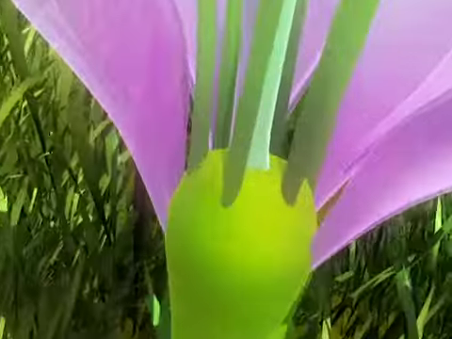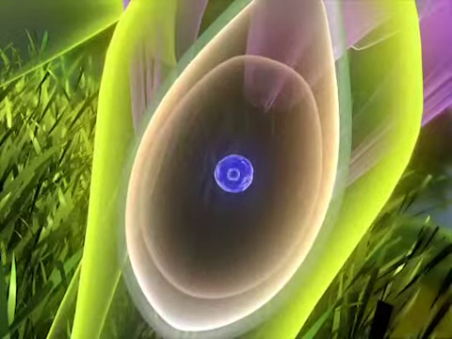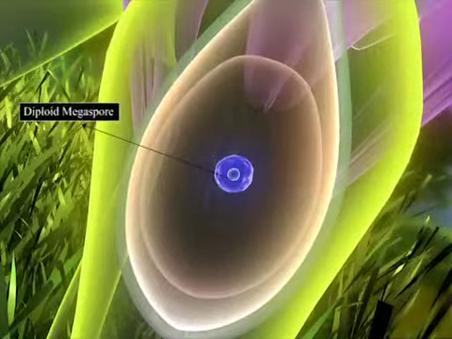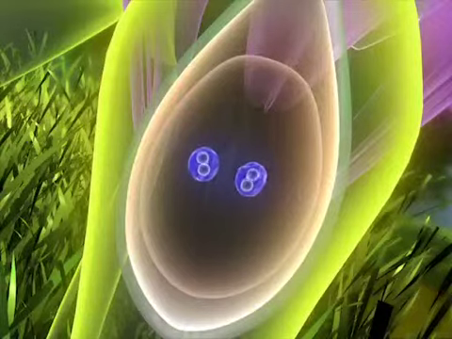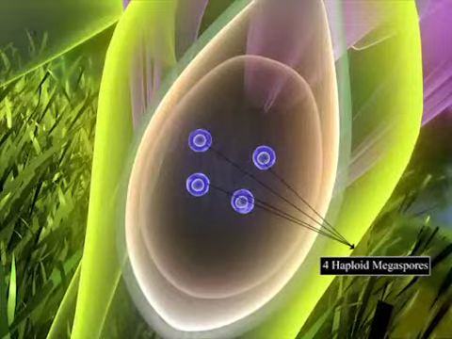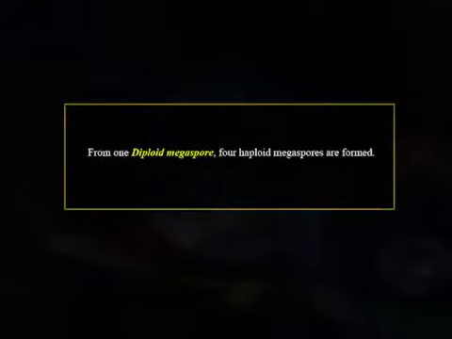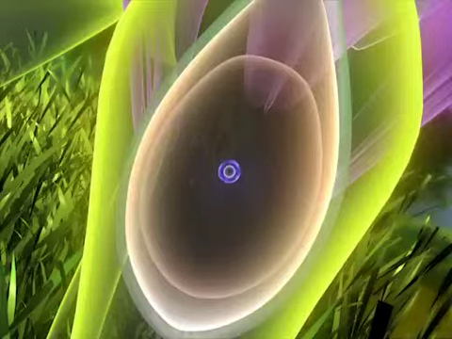The megaspore or the reproductive cell within the ovule of the plant first replicates by the process of meiosis. From one diploid megaspore, 4 haploid megaspores are formed. Usually, only one haploid megaspore survives.